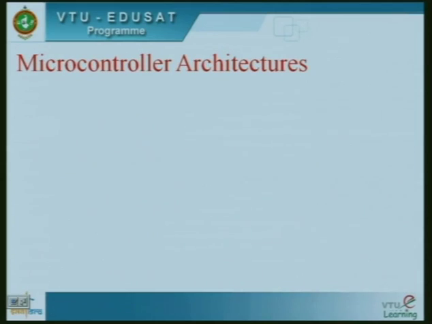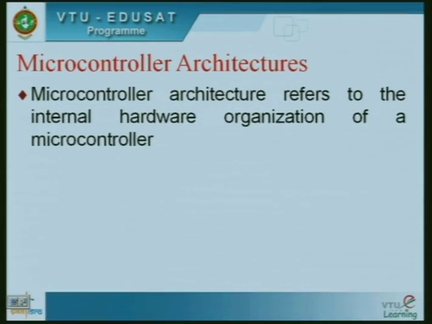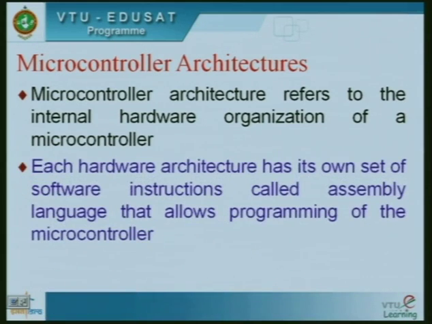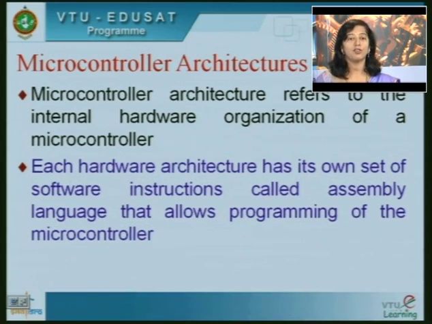So coming to the different types of architectures for microcontroller, what do you mean by architecture? Architecture refers to all the internal hardware organization of a microcontroller. So how we are going to organize the internal hardware, that is architecture. And each hardware architecture will have its own set of software instructions. Normally we call these instructions assembly language programs, and these assembly language programs allow us to instruct the microcontroller to do some task.